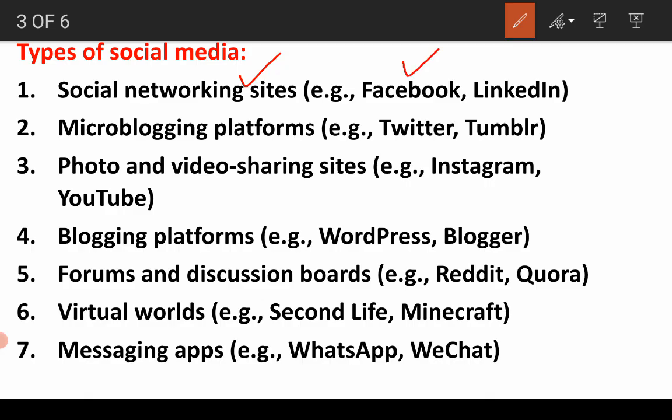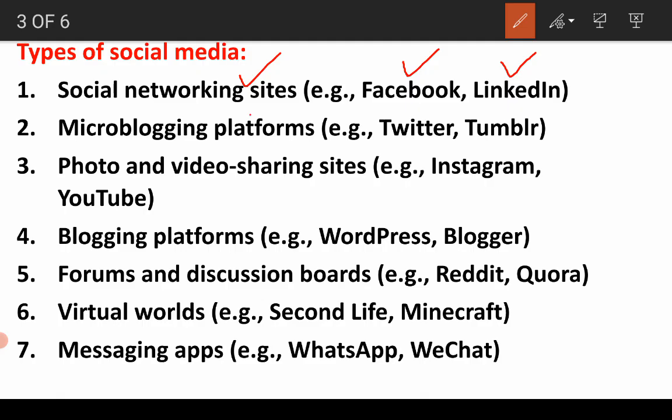An example is Facebook. Using Facebook you can network with people, you can network with friends, both locally and internationally. Another example of a social networking site is LinkedIn. LinkedIn is a social networking site where professionals meet and share ideas, the working class. They meet there and discuss on the internet. So LinkedIn is an example of a social networking site apart from Facebook.